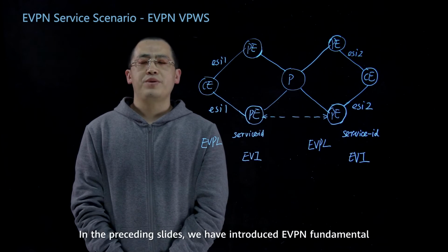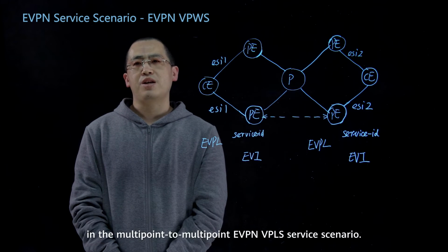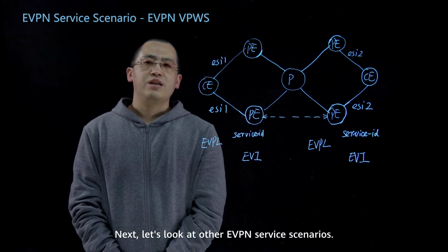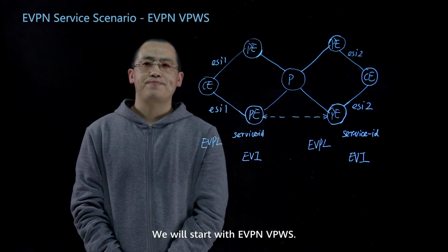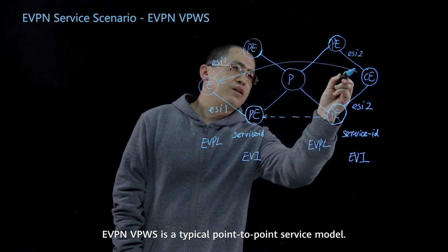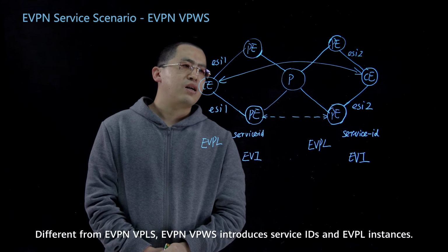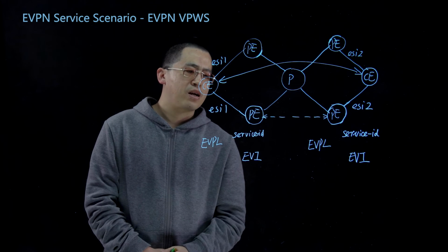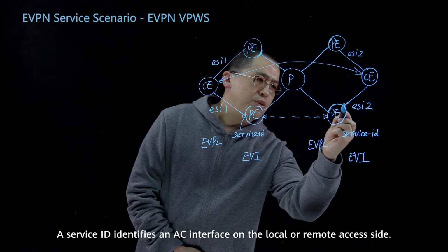In the preceding slides, we have introduced EVPN fundamentals in the multipoint-to-multipoint EVPN VPLS service scenario. Next, let's look at other EVPN service scenarios. We will start with EVPN VPWS. EVPN VPWS is a typical point-to-point service model. Different from EVPN VPLS, EVPN VPWS introduces service IDs and EVPL instances. A service ID identifies an AC interface on the local or remote access side.